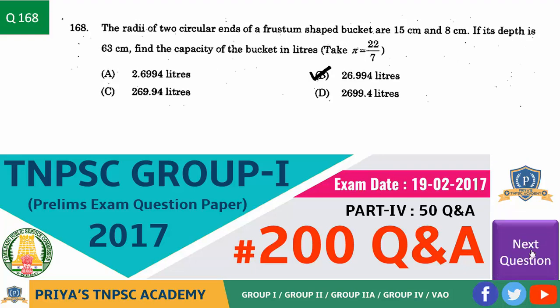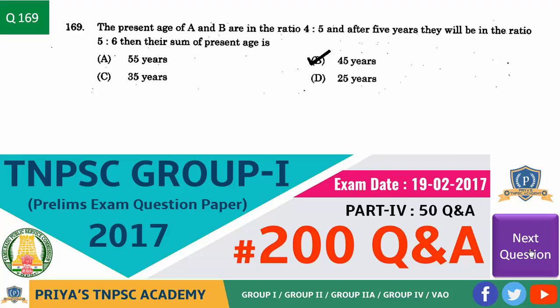Next question. The radii of two circular ends of a frustum-shaped bucket are 15 cm and 8 cm. If its depth is 63 cm, find the capacity of the bucket in liters. Answer is option B, 26.994 liters.